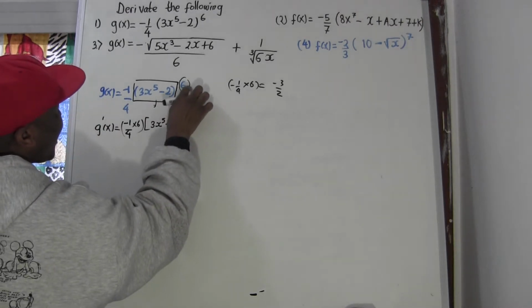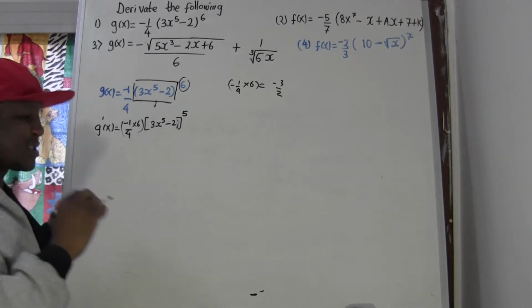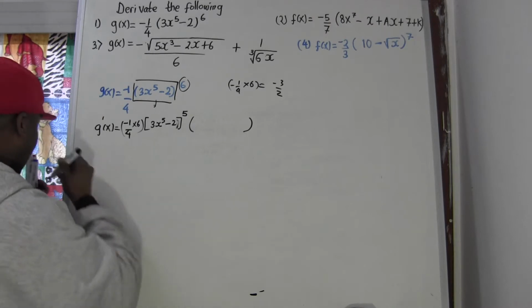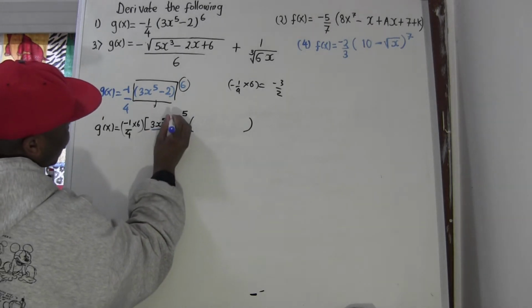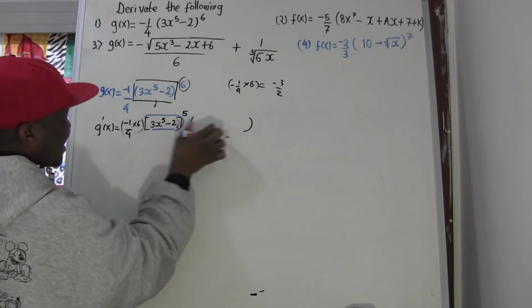And then you see this power? 6 minus 1 equals 5. So just a little step. And after that, write your little bracket here. So what we're going to do in this little bracket: you see this one here, the one in the bracket, the one you dropped? Only this, don't worry about the power. Differentiate and then write the answer here.